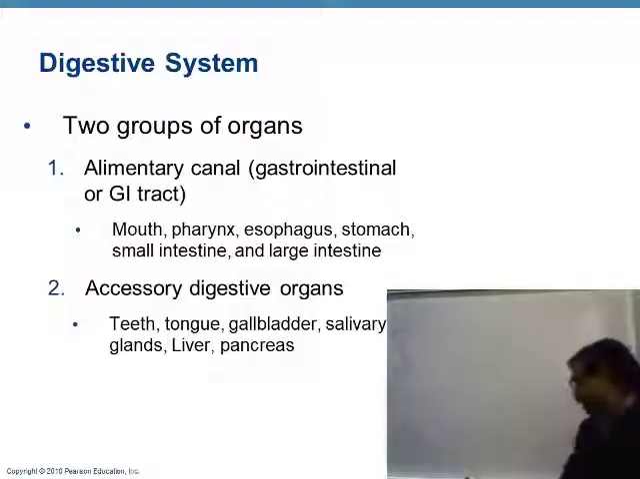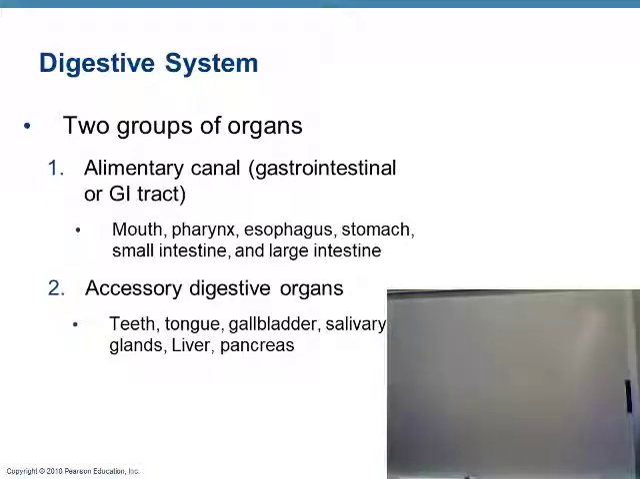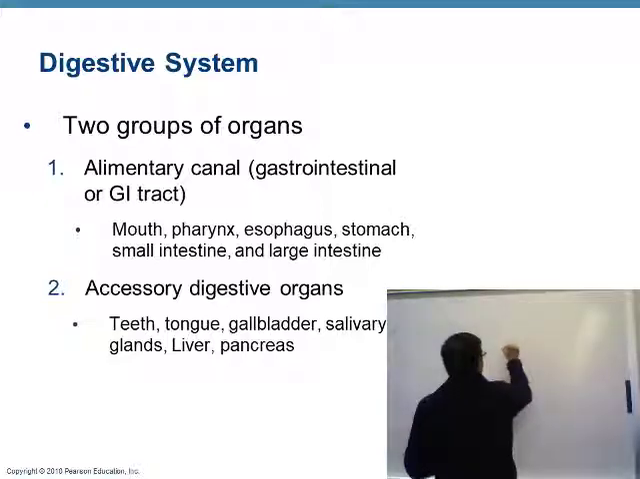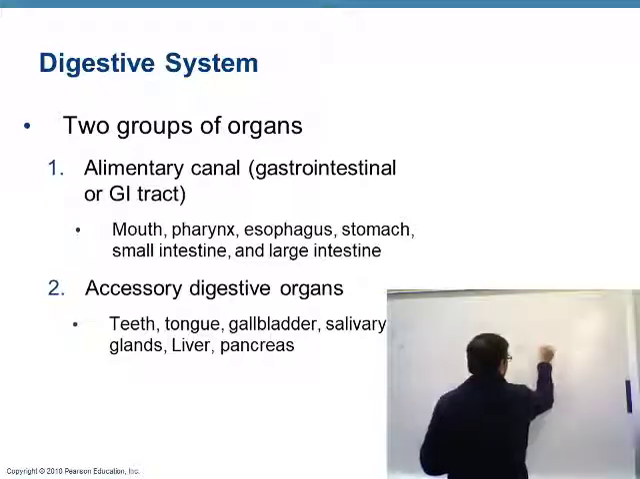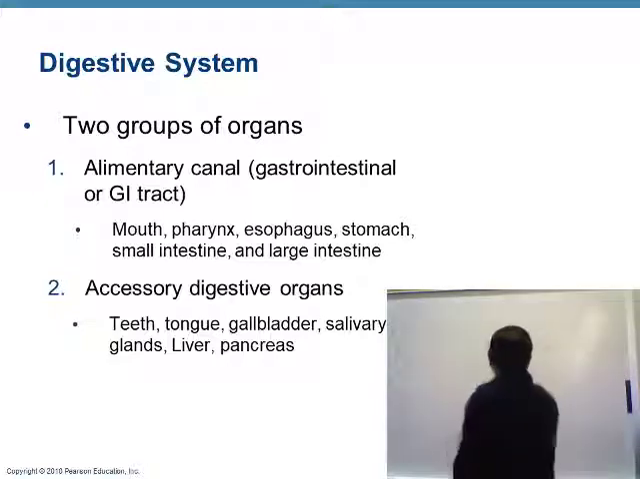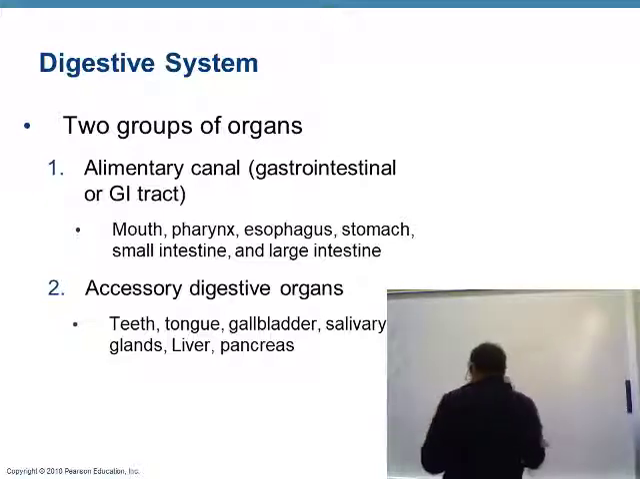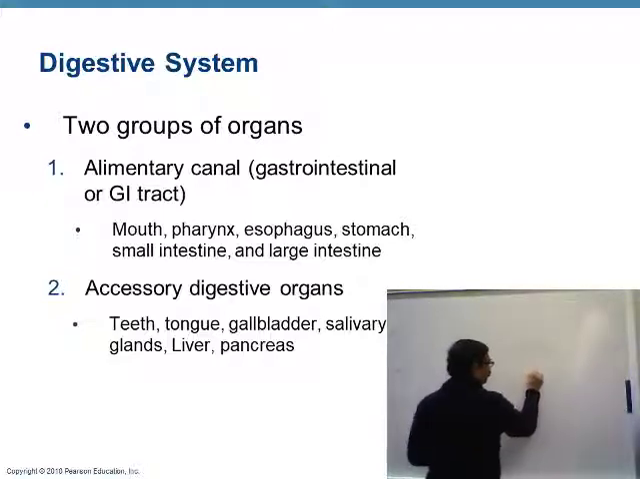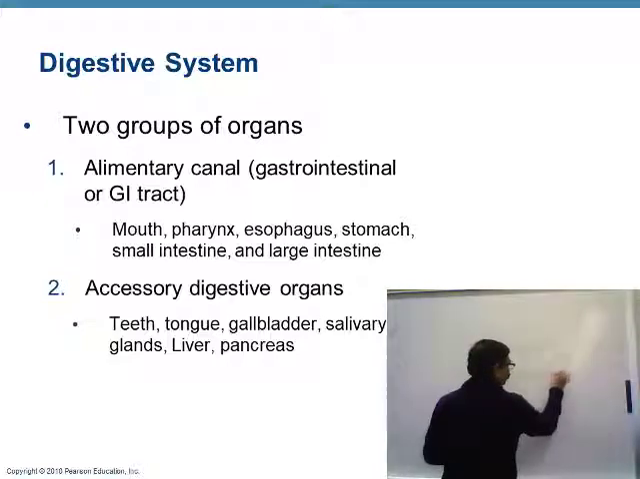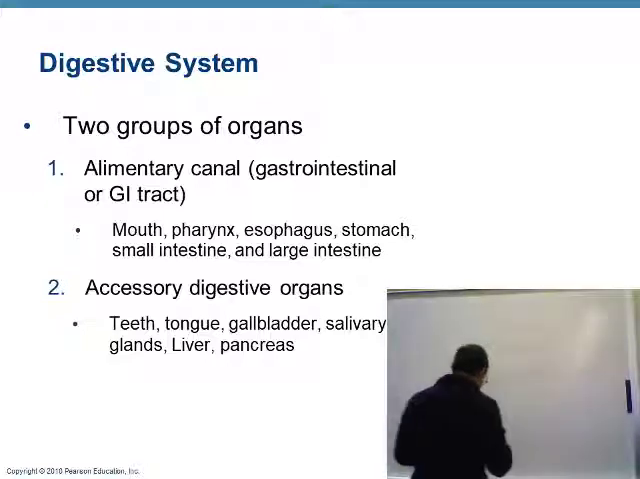First, your digestive system consists of 2 types of organs. One is called GI tract or gastrointestinal tract, and another is accessory organs.